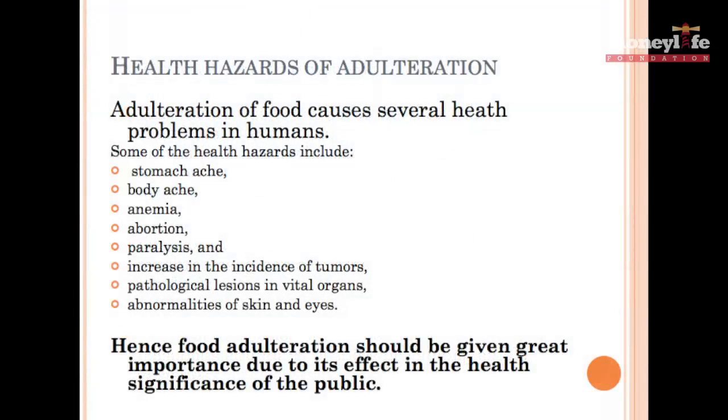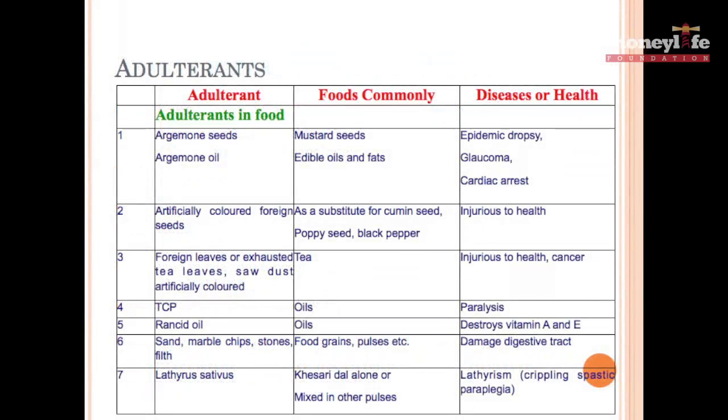Now, hazards of adulteration. Adulteration of food causes several different problems in humans. Some of them are stomach ache, body ache, anemia, abortion, paralysis, increasing incidence of tumors, pathological lesions on vital organs, and abnormalities of skin and eyes. Hence, food adulteration should be given great importance due to its effect on health. Now we'll see the adulterants here. Now the different adulterants.